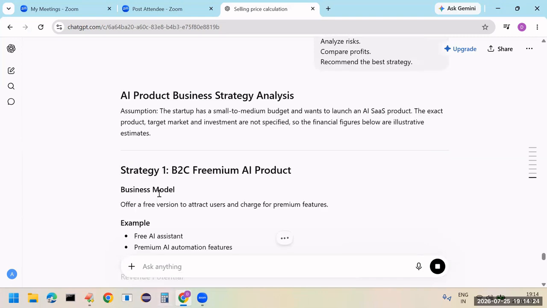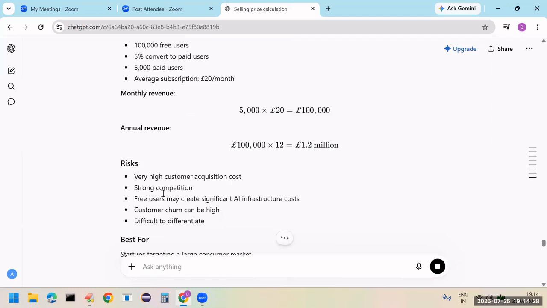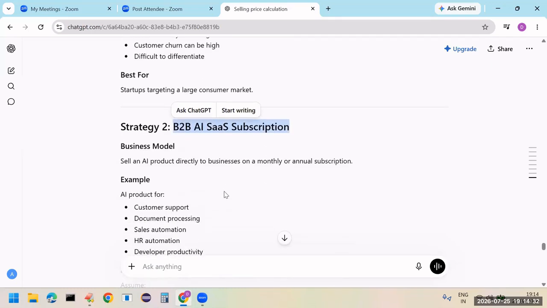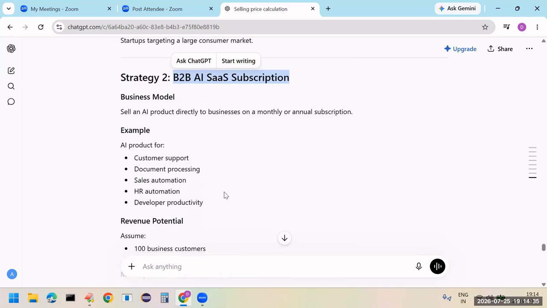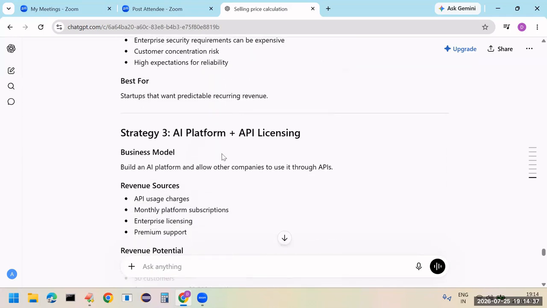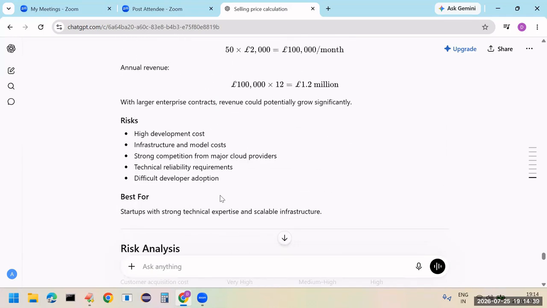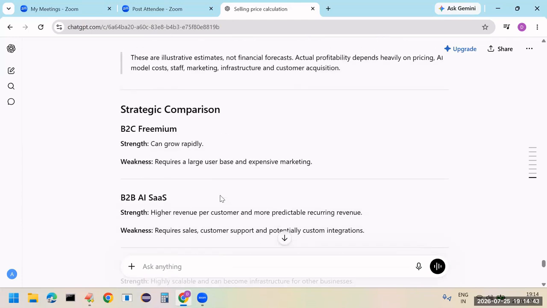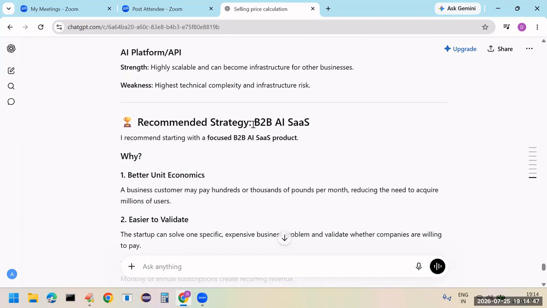Strategy 1, B2C freemium AI product. Some technical terms will be there. Strategy 2, B2B AI SaaS subscription. Next, AI platform API licensing. Next, risk analysis, profit comparison, then strategic comparison. So the recommended strategy is B2B AI.